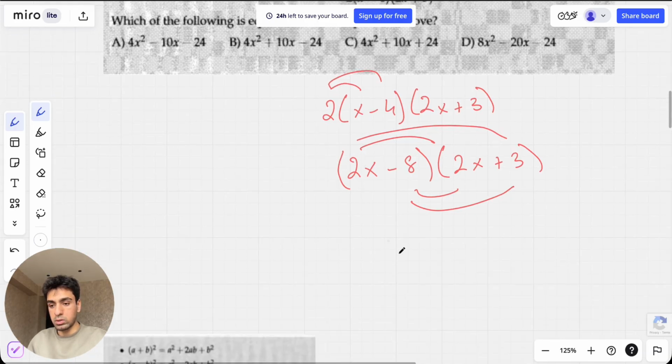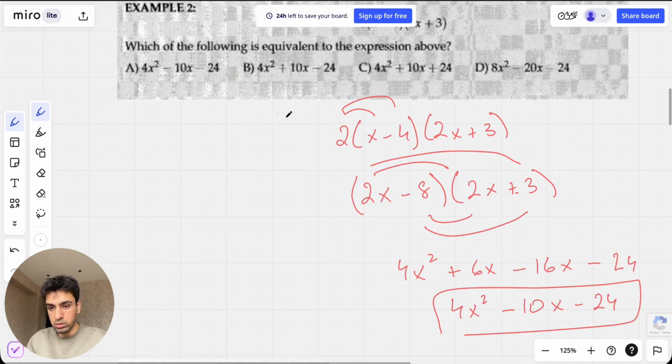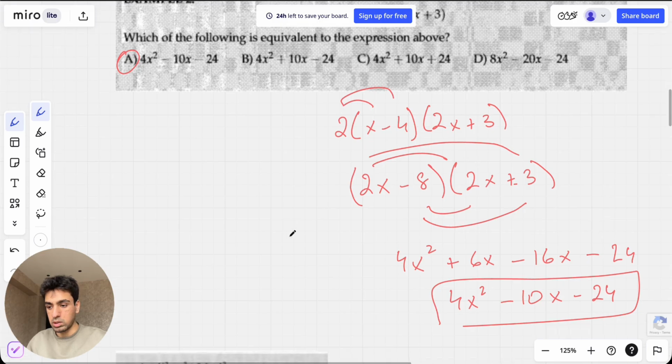So we'll start with 2x. So 2x times 2x is 4x squared. 2x times 3 is 6x, so plus 6x. And then we have minus 8. Minus 8 times 2x is minus 16x. Minus 8 times 3 is minus 24. So we're left with this. So 4x squared, and we can simplify 6x minus 16x. That becomes minus 10x, and then minus 24. And that will be your simplified solution, which is going to be A. A would be our answer.